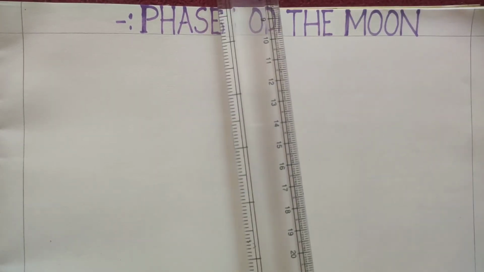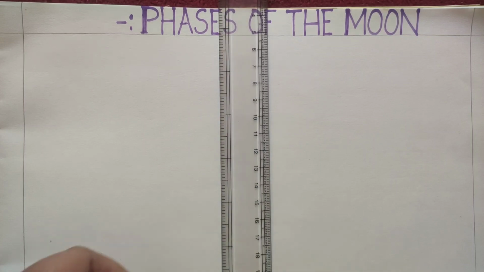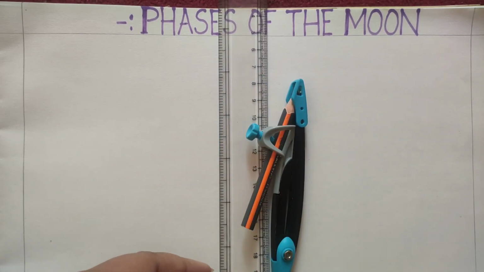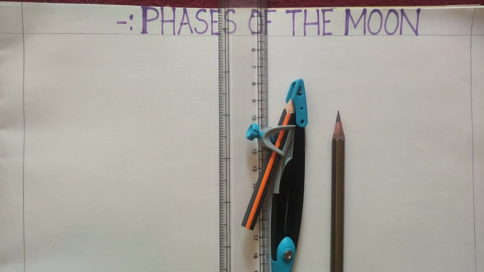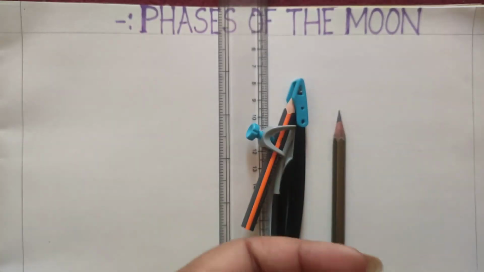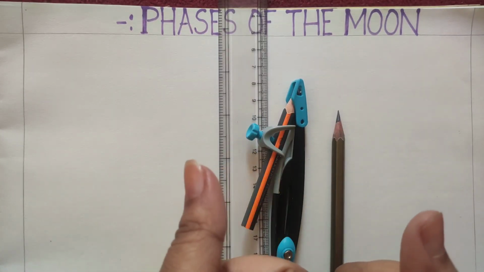Everyone be ready with your scale or ruler, compass or rounder, your sharpened pencil, your color pens. Okay, everyone be ready with it. So we're going to start doing our phases of the moon.